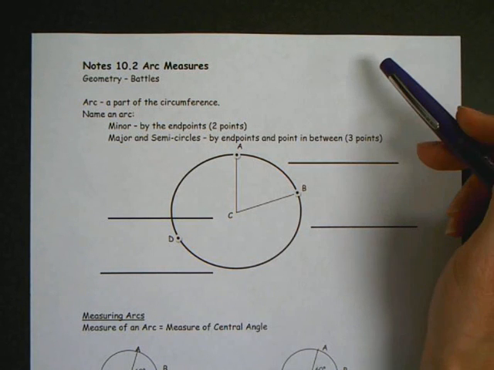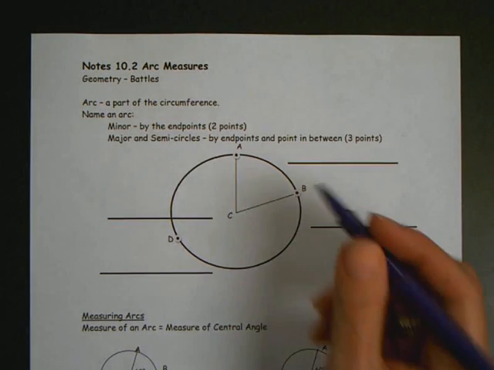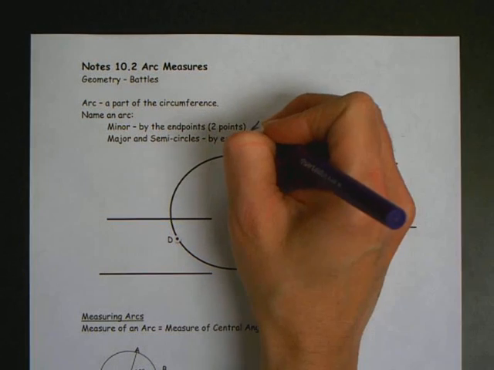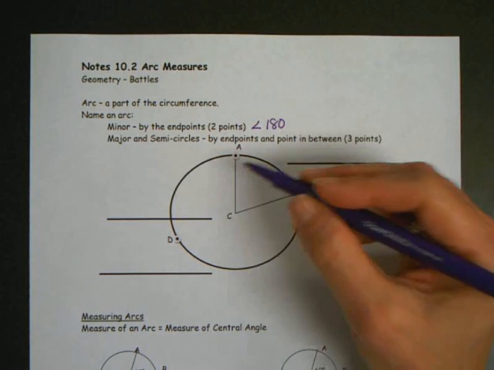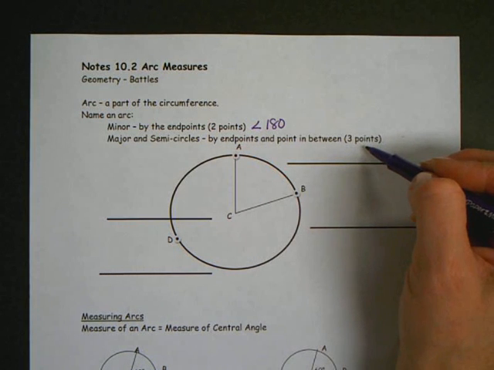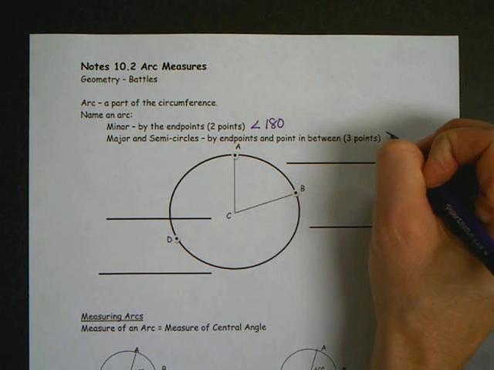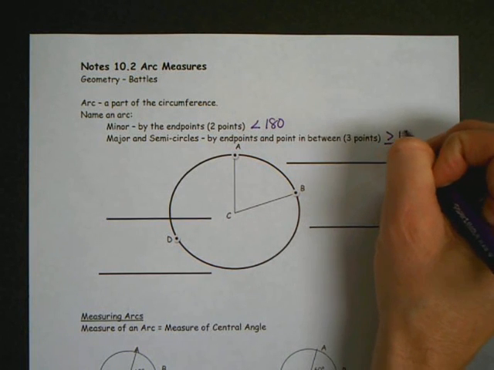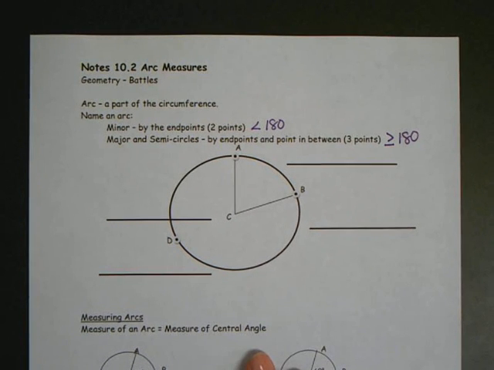If it's a minor arc, then we name it by 2 points. And a minor arc is less than 180 degrees. A major arc and semicircles are named by 3 points on the circumference of the circle. And those are arcs that are greater than or equal to 180 degrees. All right, so your minor arcs and your major arcs. So first we're going to start off with minor.